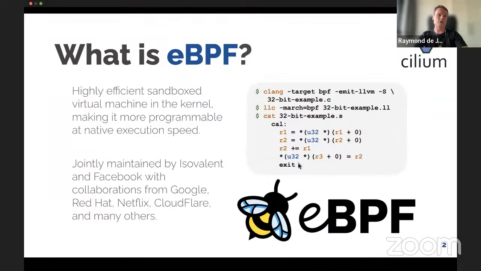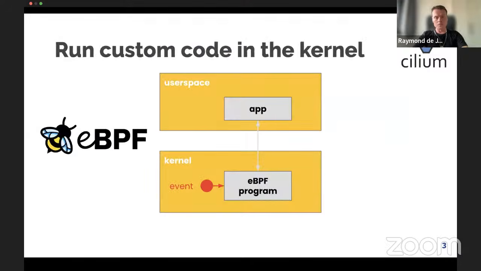Let's start with eBPF. eBPF stands for Extended Berkeley Packet Filter, and that doesn't help much because what it actually does is provide a way to run sandboxed programs in the kernel without changing the actual kernel. So it makes the kernel programmable without changing it. And it does that at native execution speed. What that means is that you can have any application or pods running in user space, and based on events in the kernel, you can run custom code.